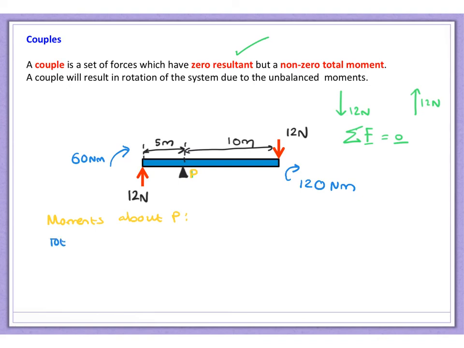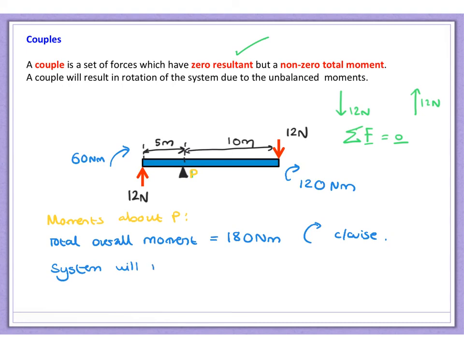So the total overall moment is not 0. It's equal to 180 Newton meters in a clockwise direction, which means the system will rotate or start rotating in a clockwise direction. And this is what we would call an example of a couple. It satisfies both conditions. We have 0 resultant, but we have non-zero total moment. And a couple will result in a rotation of the system because the moments are unbalanced.